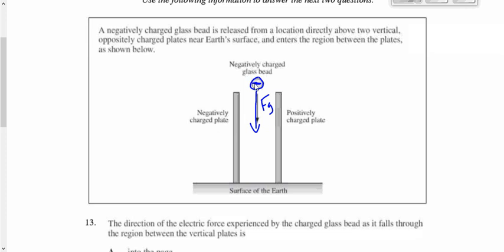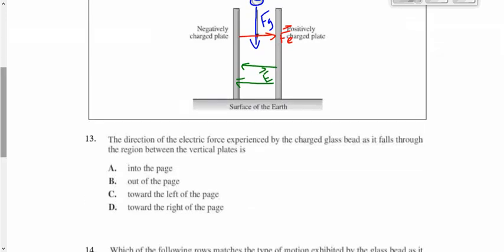We have an electric field that points this way. If the electric field points to the left, there would be an electric force acting on it to the right, opposite to the field, when it's between the plates, that is. The direction of the electric force experienced by the charged particle that falls through the region is, we already established that, toward the right of the page. Opposite to the field, because it's a negative particle. And 14 says, which of the following rows matches the type of motion exhibited by the glass bead as it travels through the region between the parallel plates with the direction of that motion?